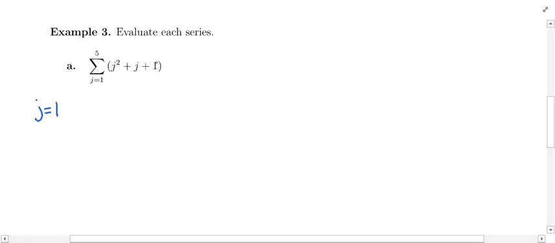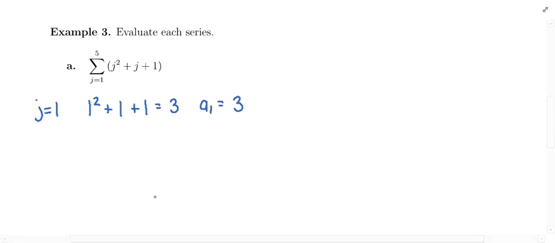Go to our expression here, and we're going to plug in 1 for j. So 1 squared plus 1 plus 1 gives us 1 plus 1 plus 1, that's 3. So the first term of the sequence is 3. Now we just need to keep bumping j up by 1 until we get to 5. So let's bump up j by 1. We're going to go to j equals 2.